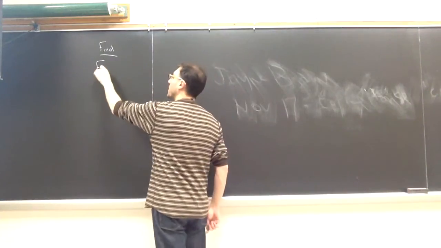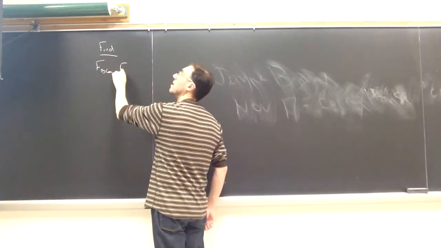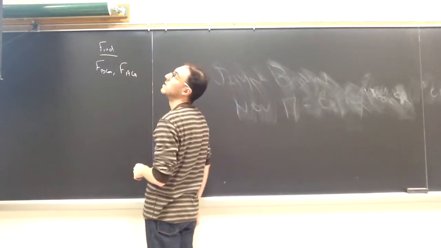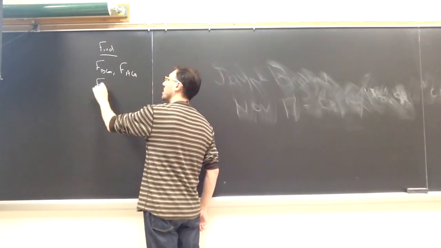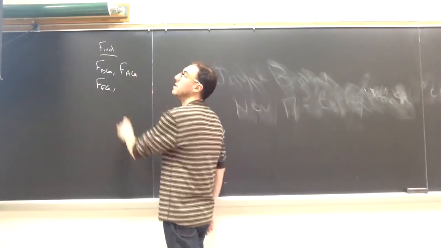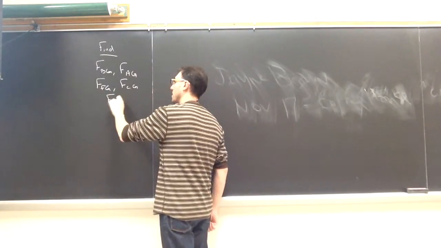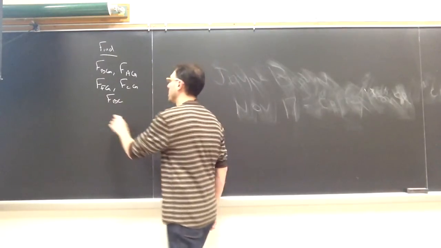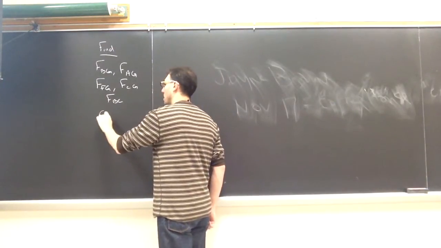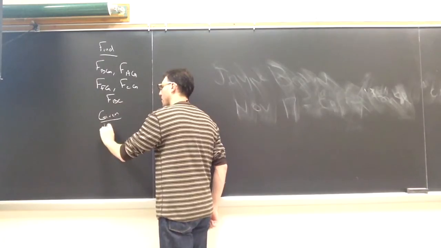So we want FG, AG, FG, CG, and BC. And we're given the diagram for this.